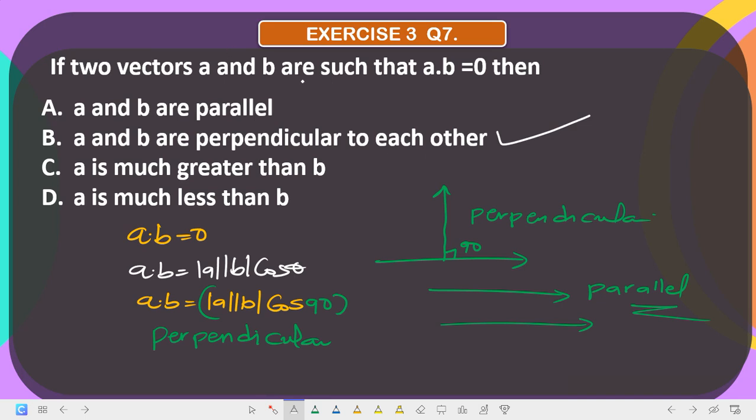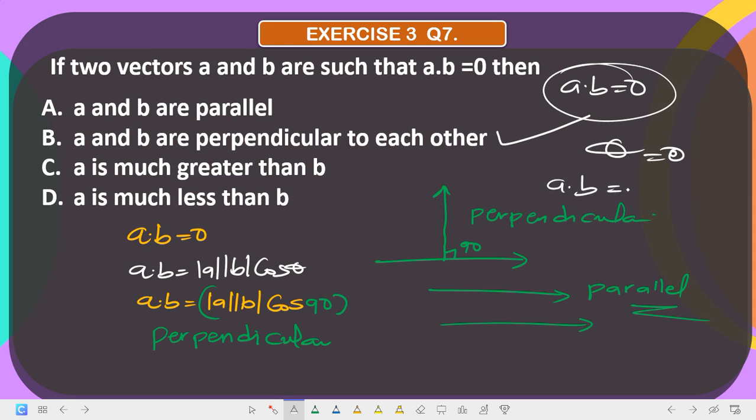So if two vectors A and B are such that A dot B is equal to 0, it means that the cosine of the angle between them is 0, and everything will multiply here to be 0. That theta, the angle whose cosine will give us 0, is 90 degrees. So the correct answer to that question is they must be perpendicular to each other. Now let's look at the next.